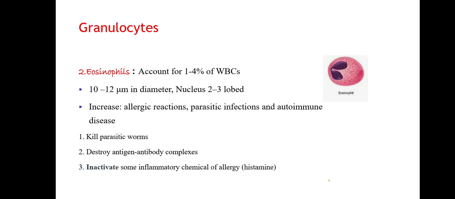So they are able to kill parasitic worms and destroy antigen-antibody complexes. When we say antigen-antibody complex, we mean the antibodies are there to protect the body against infection or foreign substances. So when we say antigen-antibody complex, it means the antibodies have found that particular antigen that is a problem to the body. So these eosinophils come to destroy them, meaning the antibodies are the marker for the destruction of this particular complex.